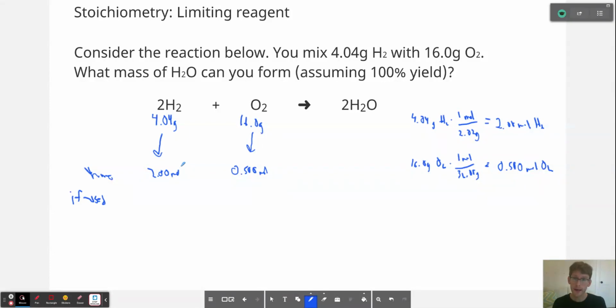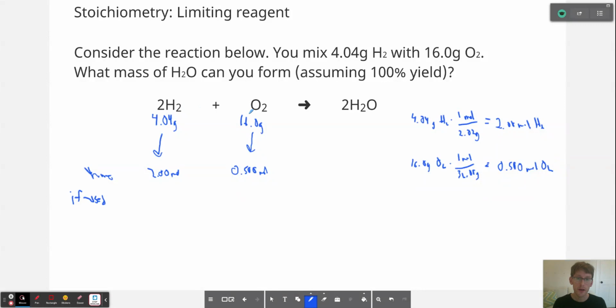In this case, you can guess, but typically you can make a pretty educated guess. I know that these react in a 2-to-1, and in this calculation, it's pretty easy to see. I've got half a mole of oxygen. I need twice as much hydrogen, so I only need 1 mole of hydrogen to react with it.